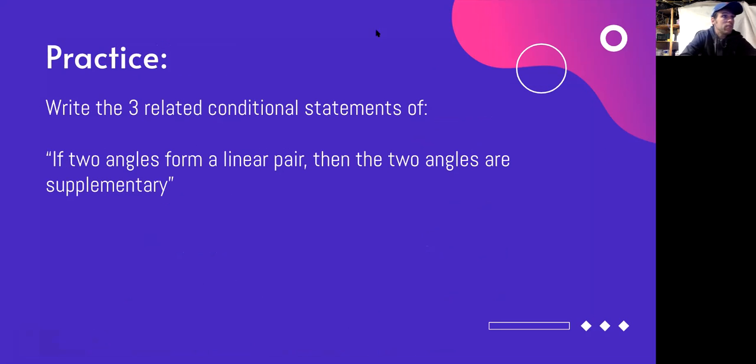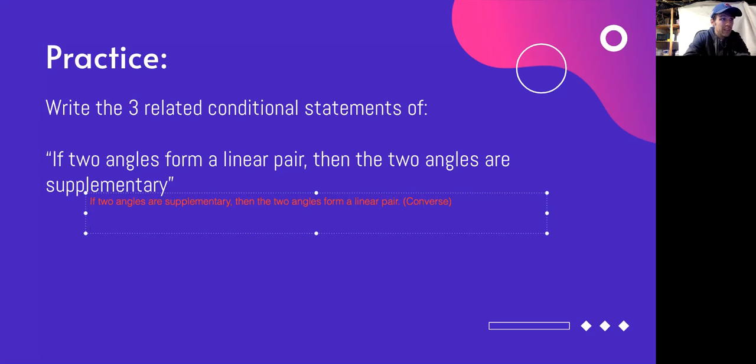All right, so let's do a quick practice here. Let's come up with the 3 related conditional statements for this. If 2 angles form a linear pair, then the 2 angles are supplementary. Okay, converse first. So we want to switch them. If 2 angles are supplementary, then the two angles form a linear pair. That is our converse.